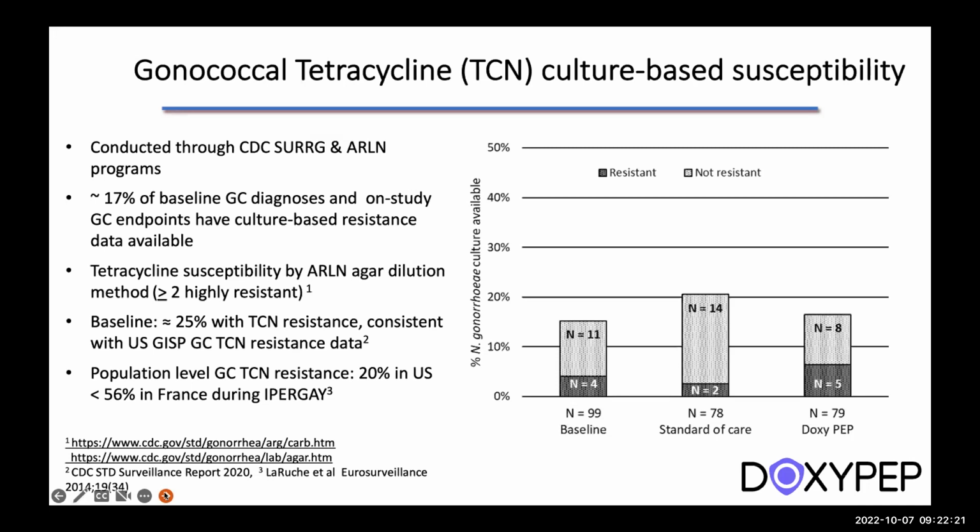there was about 25% had resistance at baseline, a slight shift in the DoxyPEP arm among those who had gonorrhea during follow-up, but the numbers are really small. Our prevalence of gonorrhea with tetracycline resistant is really consistent with the CDC surge data nationally.